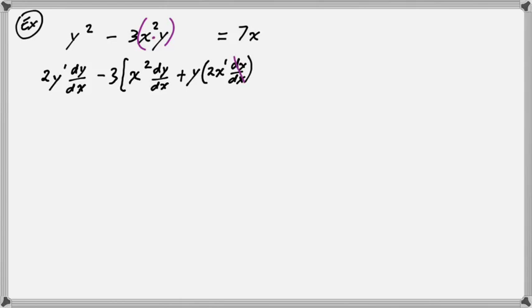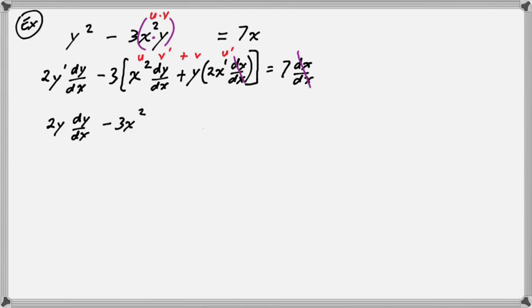The derivative of 7x is 7 times the derivative of x, which is dx/dx, which makes it just 7. Yes, I did a product rule on x squared times y. Now I'm going to distribute the -3 and try to clean this thing up. If I distribute this -3, I'd have -3x squared times dy/dx. When I distribute over here, I think it's -6xy, and it's going to equal 7.